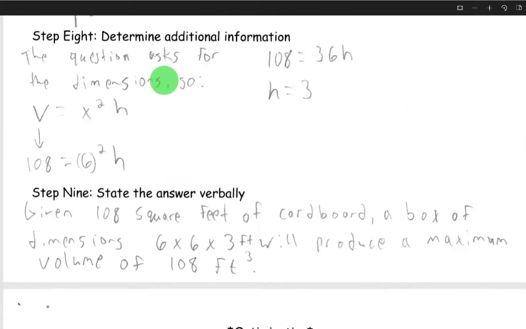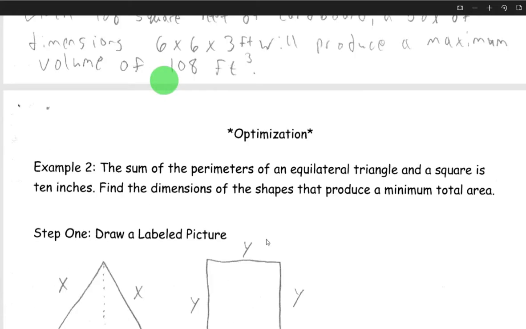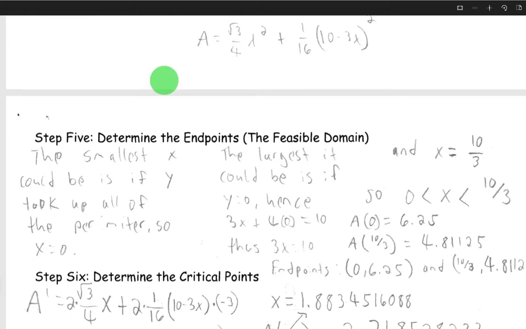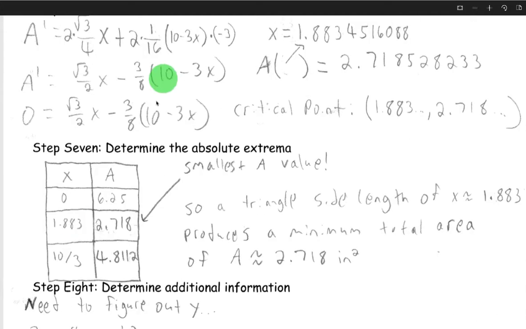Let's read the question. Again, it says find the dimensions. Up until this point, we have only figured out x. We figured out that if x is 1.883, we'll get a minimum area. So now we need to figure out y.